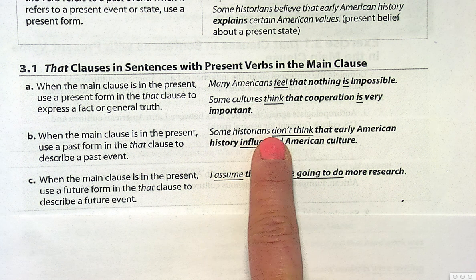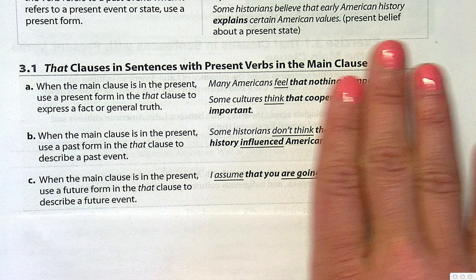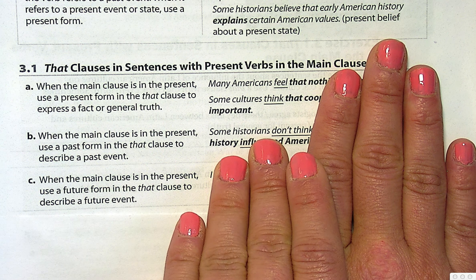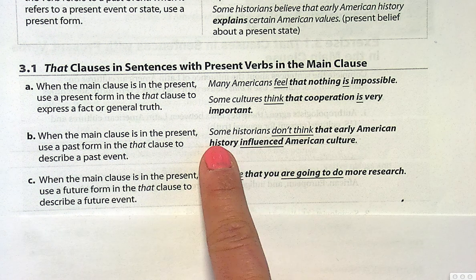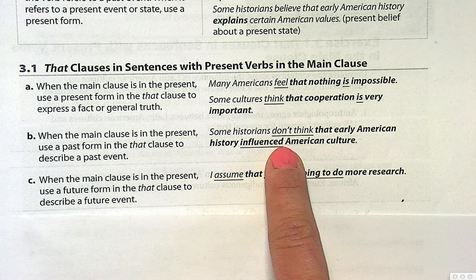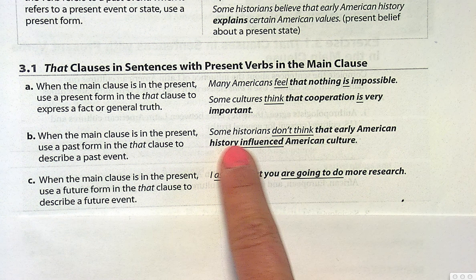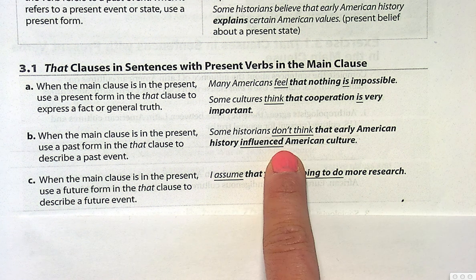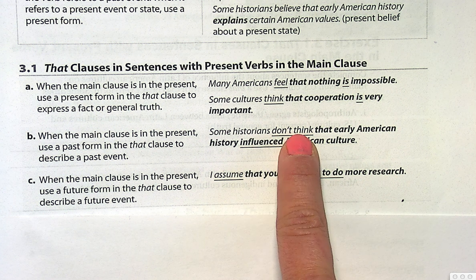Some historians don't think that early American history influenced American culture. In this case, we're presenting the first part of the sentence, some historians don't think, as a fact. Historians don't think. And then American history influenced American culture. This action, influence, happened in the past, so we use a past tense verb. In this case, this past action is in the past verb tense, but we're talking about the idea or the opinion of historians now, and we're presenting this as a fact, or in this case, a non-fact, because we have the negative.